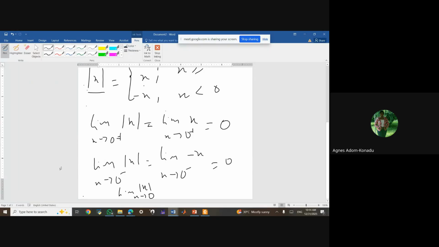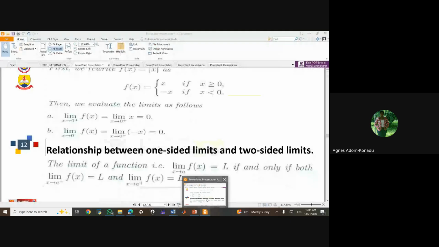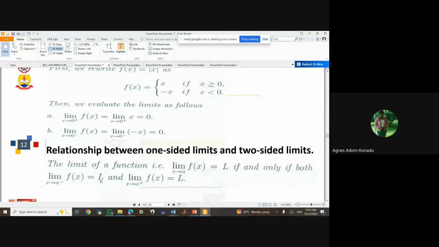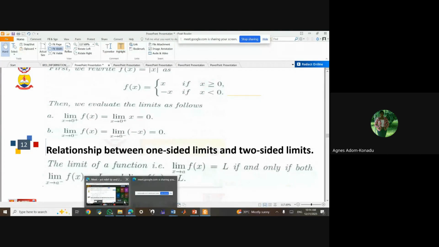We have found the left-hand limit. We have gotten 0. We have also found the right-hand limit, and this is also 0. Now, if the left-hand limit is 0 and the right-hand limit is 0, then I can conclude that the limit at 0 will also be 0. That is the relationship between the right-hand limit and the left-hand limit. So if the left-hand limit is L and the right-hand limit is L, then the limit at a will be L. I can see a hand up.